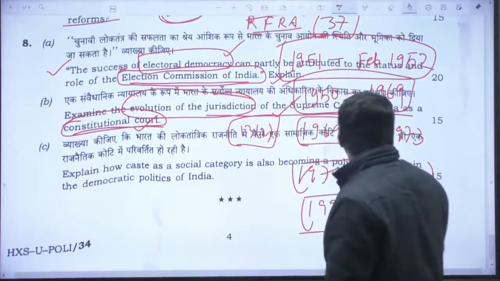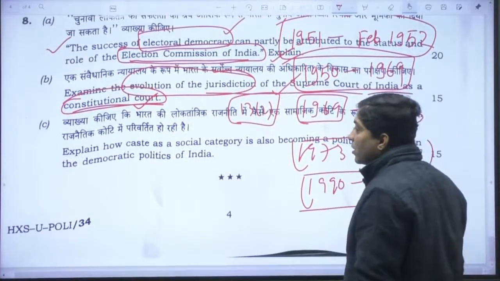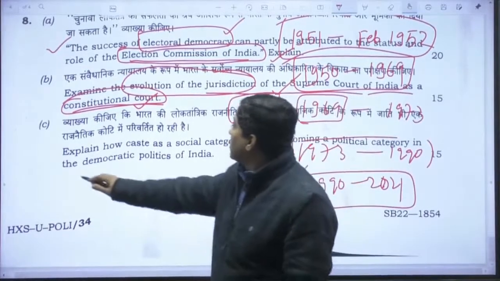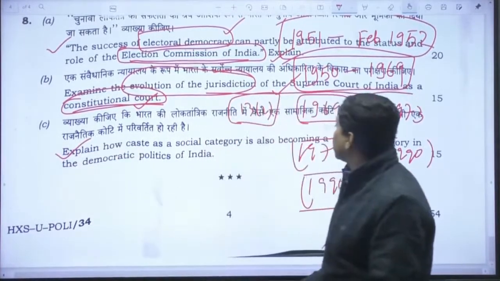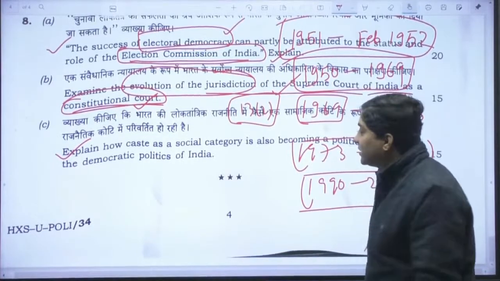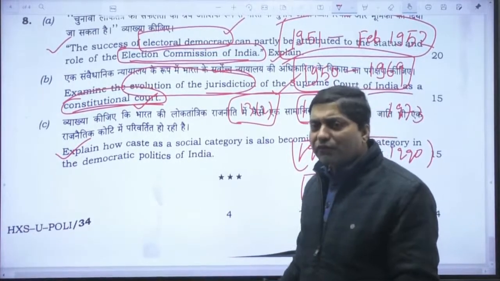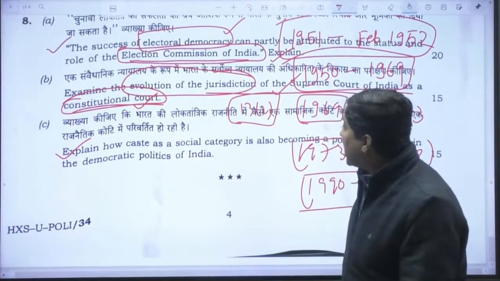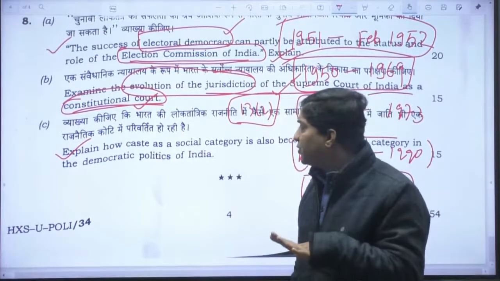Now come to the last question. Explain how caste as a social category is becoming a political category in democratic politics of India. A very, very important question, and very much related to the current scenario.